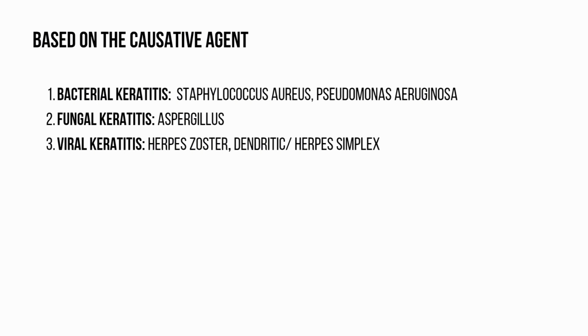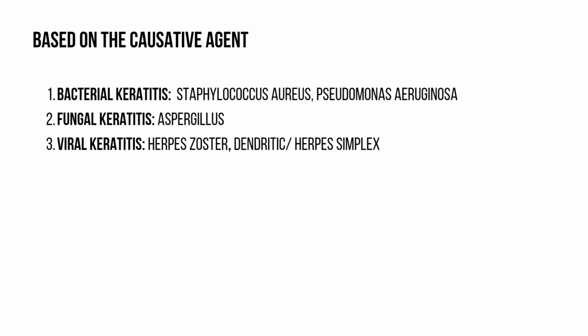Bacterial keratitis is mainly caused by Staphylococcus aureus and Pseudomonas aeruginosa, and fungal keratitis is caused by Aspergillus. Viral keratitis is mainly caused by two types of virus, herpes zoster and herpes simplex. The keratitis caused by herpes simplex virus is mainly known as dendritic keratitis.